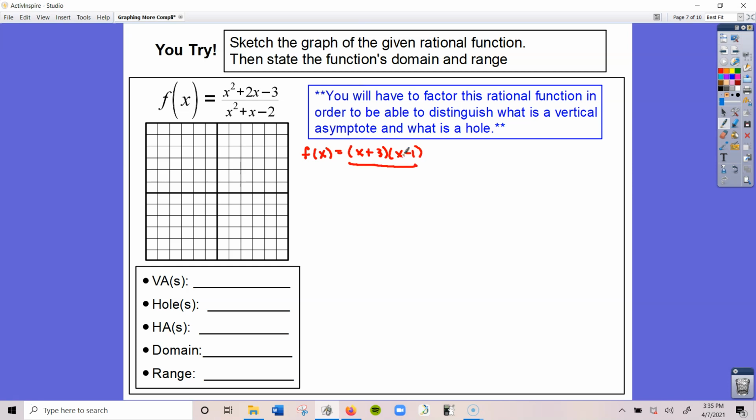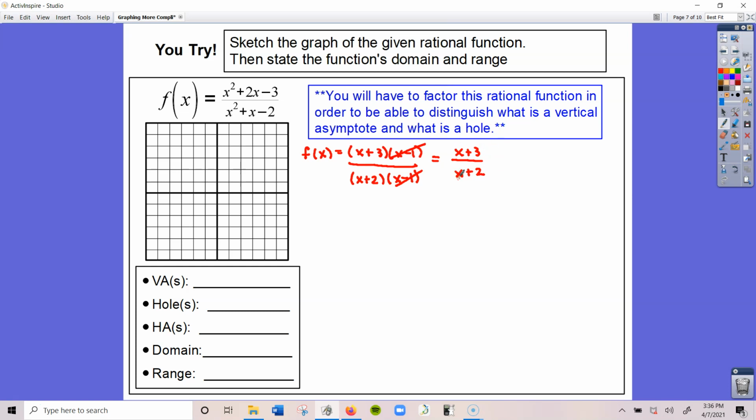Now we do the same thing for the denominator. X squared plus x minus 2 can be factored to x plus 2, x minus 1, since 2 times -1 is -2, and 2 minus 1 is +1. By looking at my equation here, I see that I can cancel the x minus 1's. So my equation would read x plus 3 over x plus 2. This is now my simplified rational function.